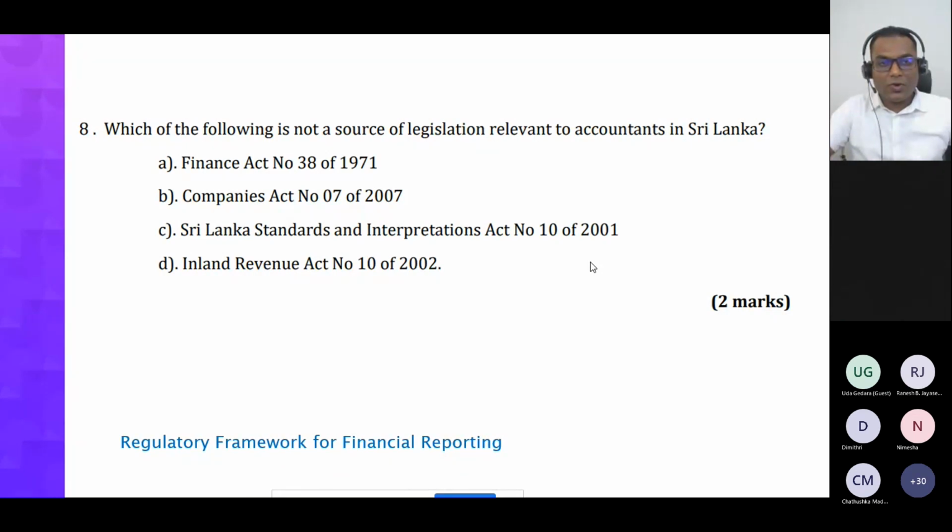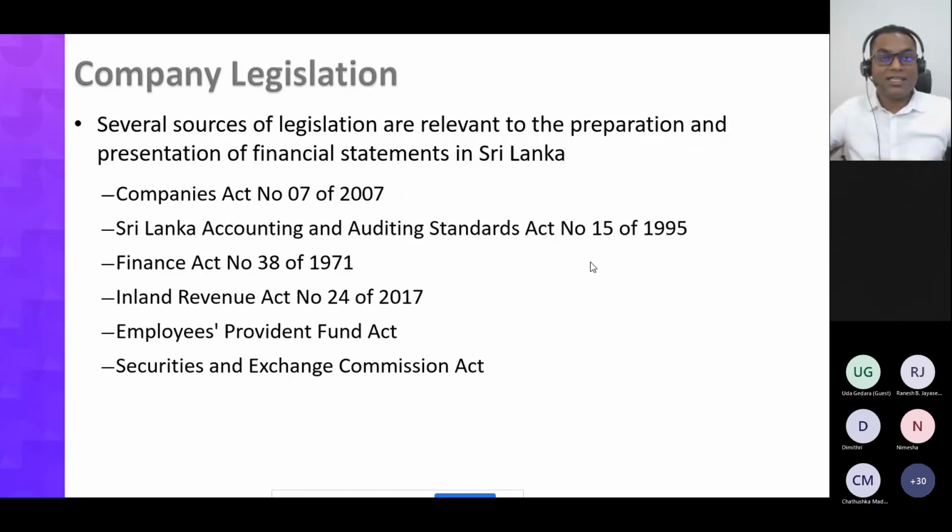Okay, so before answering the question, these are the sources of legislation. Now, if you look at the regulatory framework, there are many different things. Number one, we have accounting standards. It's a mandatory requirement for the companies to prepare their financial statements as per the accounting standards. Then you have CSE, Colombo Stock Exchange listing rules, if you are a listed company. Then you have the other legislations. So under the other legislations, these are the legislations which are important and identified in your syllabus, right?